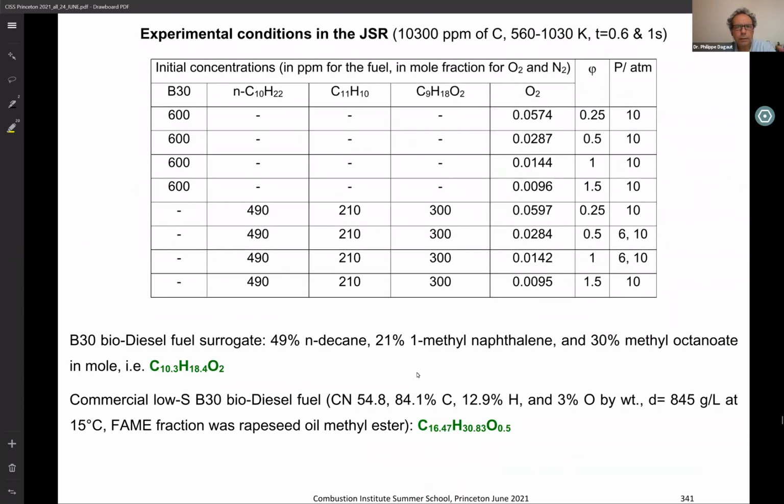So these are the initial concentrations in ppm in the fuel: normal decane, alpha-methyl-naphthalene, and methyl octanoate, which will represent the esters.